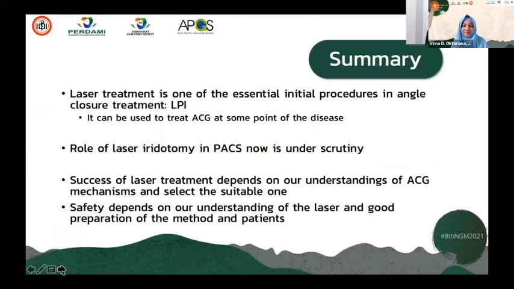In summary, I think laser treatment is one of the essential initial procedures in angle closure treatment. The role of laser iridotomy in PACS is now under scrutiny; perhaps it may not need to be done in every case of PACS. The success of laser treatment depends on our understanding of the ACG mechanism and selecting the suitable laser. The safety depends on understanding the laser nature and how well we prepare the patients and the method for the patients.